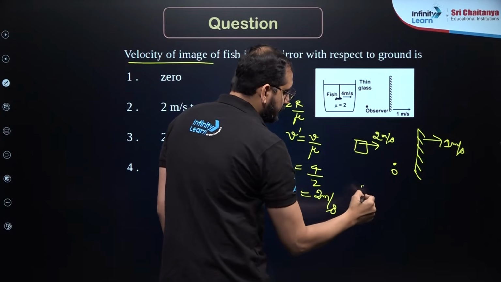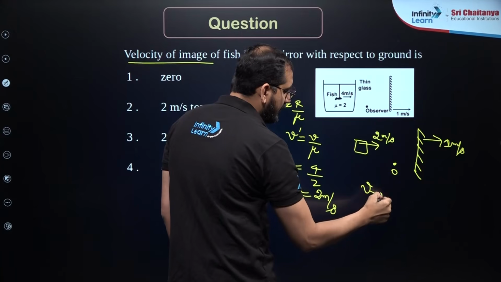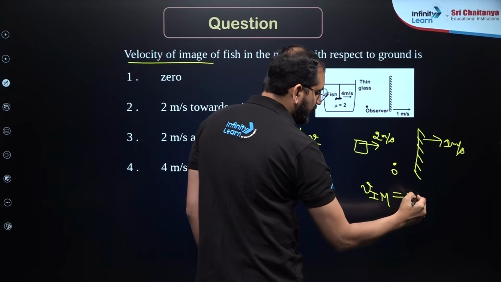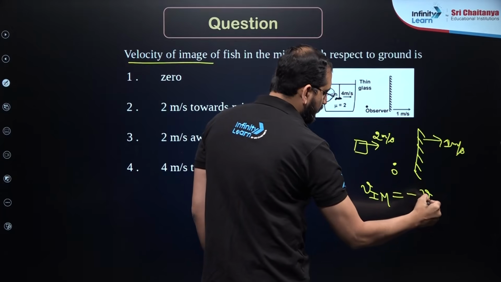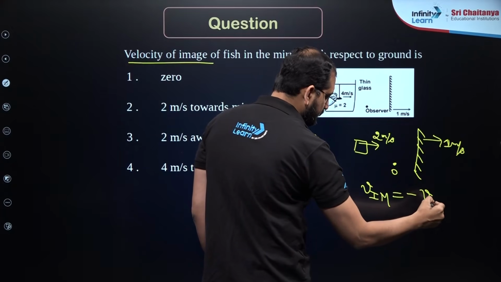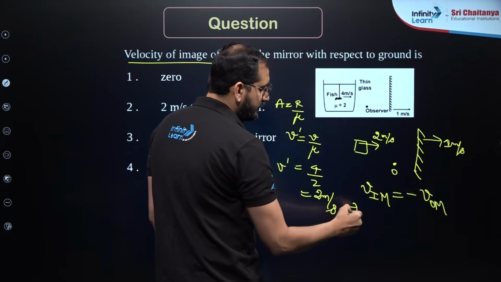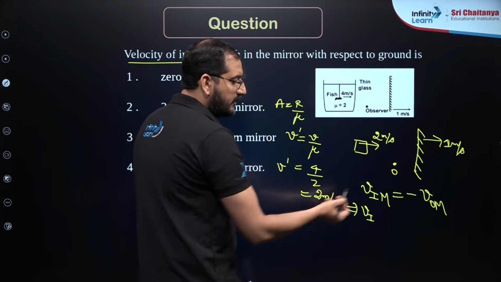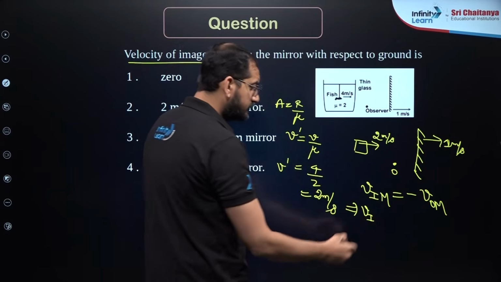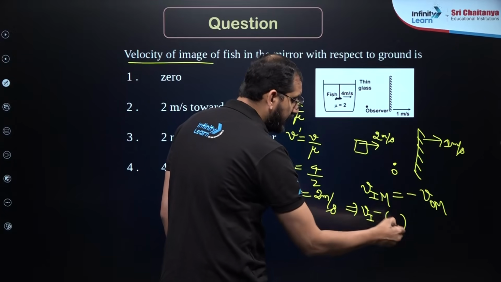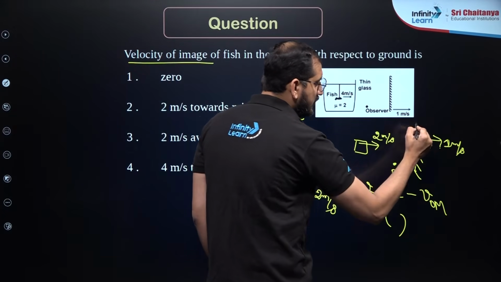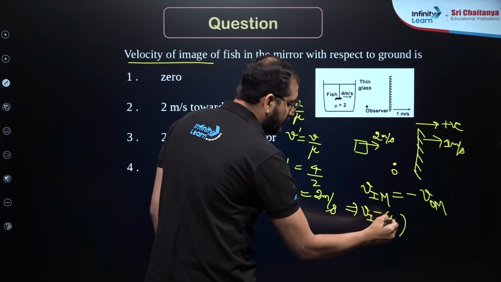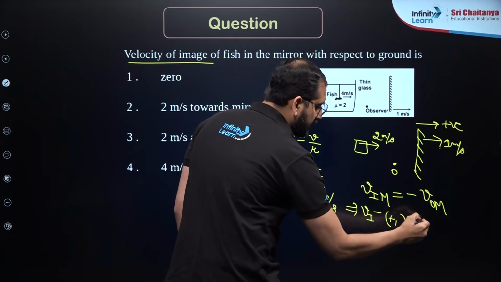So VIM, that is velocity of the image with respect to mirror, should be written as the velocity of the object with respect to the mirror. Okay, so velocity of the image Vi I want to calculate. I am going to write here Vi minus Vm. Vm, let me take this as positive direction, so I am going to write here plus 1. Negative sign as it is.